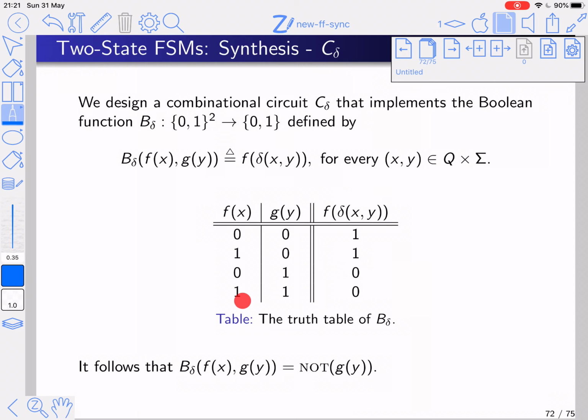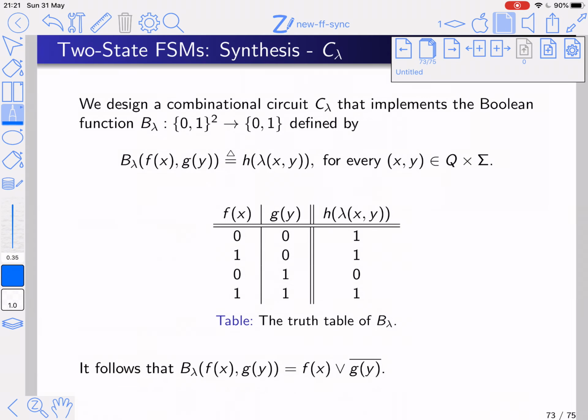So now all I need to do is implement this function. I notice immediately that this function is simply not of the second coordinate, so it's not of y. I could do the same thing with the output function, fill the truth table, and notice that the truth table tells me that the output is 0 if and only if f is 0 and g is 1. So it follows that b lambda of f, g is f of x or not g of y.